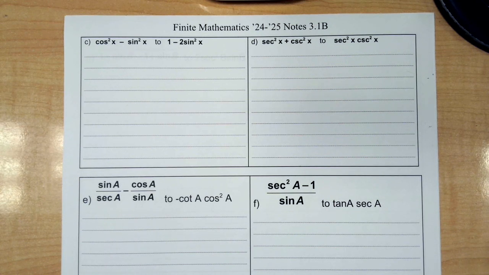Welcome to the notes for Chapter 3, Section 1, Day 2. Today we're continuing to look at our trig identities: the reciprocal identities, the quotient identities, and the Pythagorean identities.